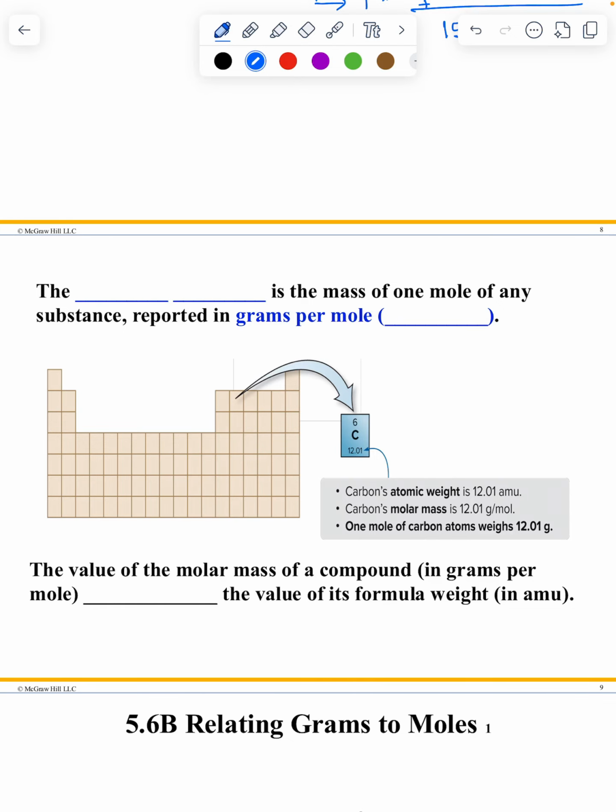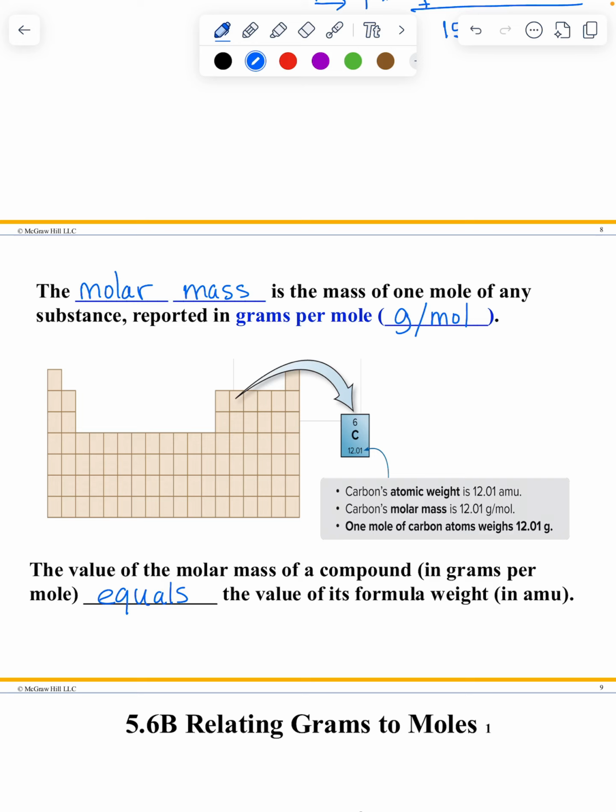Next, we want to talk about molar mass. So the molar mass is the mass of 1 mole of any substance, and this is reported in the unit grams per mole. And so we write it like this: grams/mole. And so the value of the molar mass of a compound in grams per mole equals the value of its formula weight in AMU.